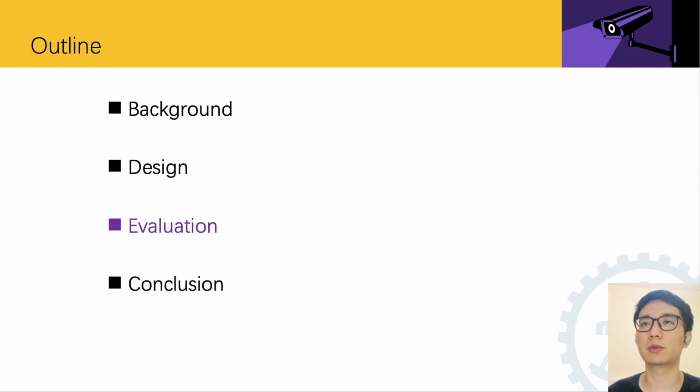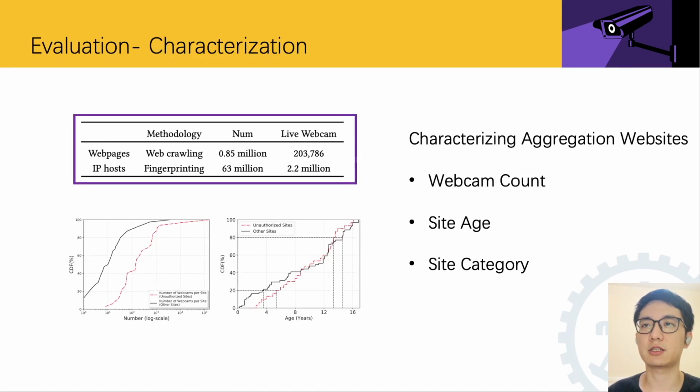Here comes the evaluation section. In this section, we present our measurement results on aggregation websites and IP hosts. We detect 0.85 million web pages from aggregation sites hosting over 203,000 webcams. Those web pages are collected through web crawling, and we further extract the webcam-relevant information from those web pages.